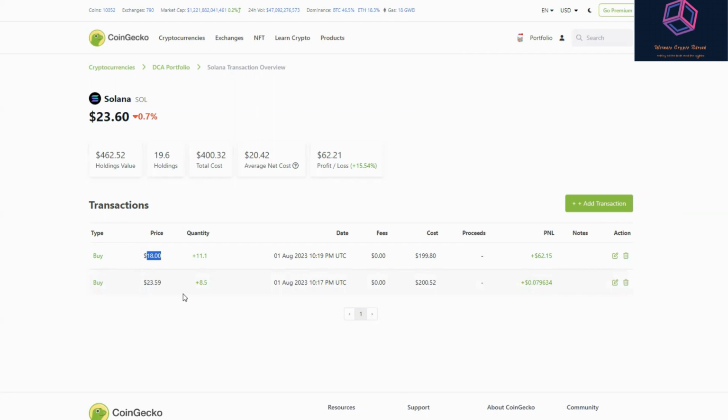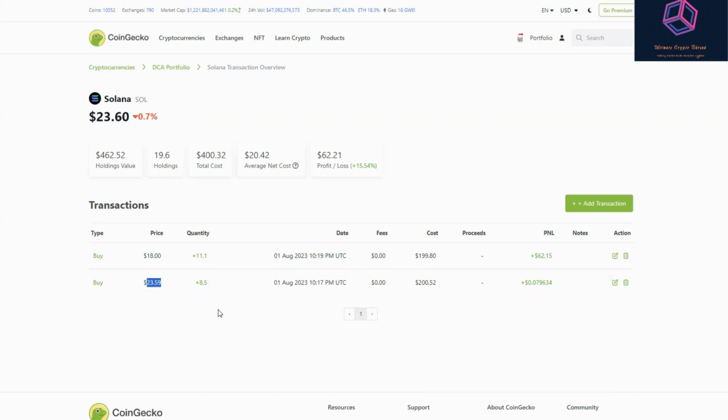There's no point buying a coin when, for example, you bought at 23.59 and Solana jumps to $35. There's no point buying at $35, because what you are doing is actually increasing your average price rather than decreasing it. The idea of dollar cost averaging is to decrease the average price so that you can make maximum profits when the price eventually shoots up and gives you those 5x's, 10x's, 20x's, 30x's, whatever, right?